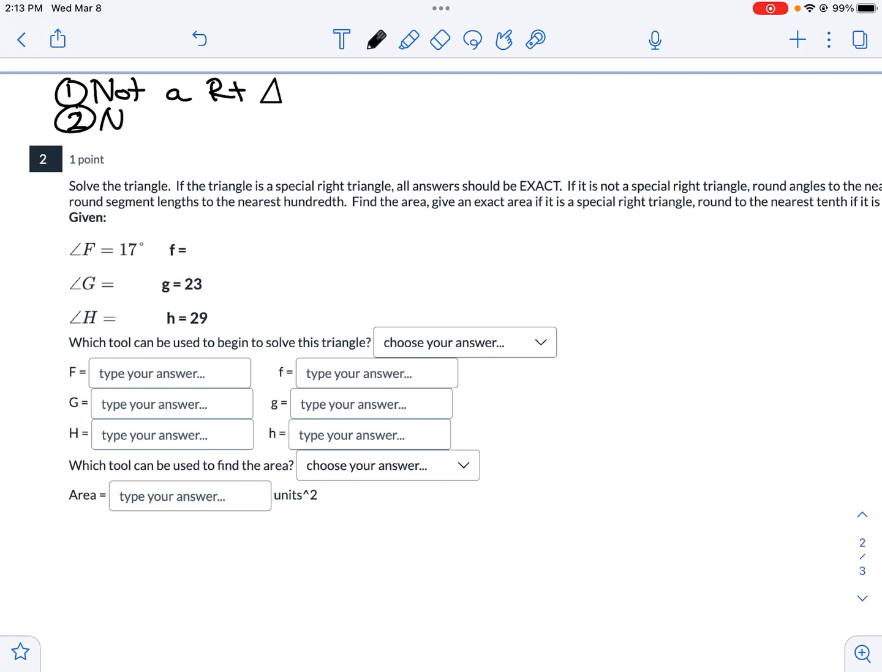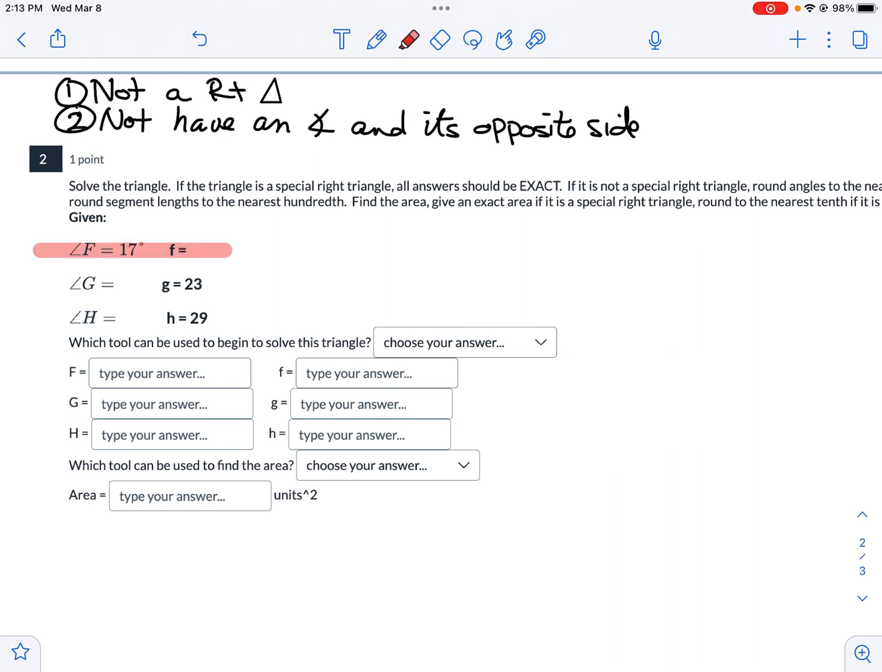Second, I do not have an angle and its opposite side. In other words, even though I do have an angle F, I don't have segment F. I do not have an angle G and a segment G. I don't have an angle H and a segment H. So no law of sines. So I can't use any of the right triangle information, and I can't use any of the law of sines information. So the only thing remaining is law of cosines.